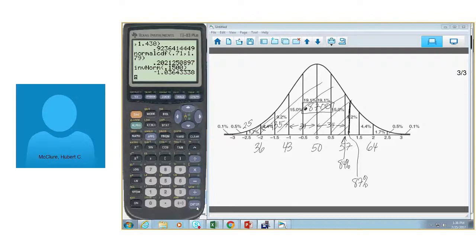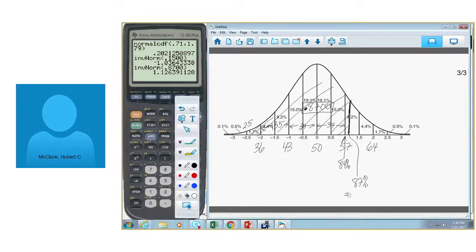Second entry, and I'm going to put 0.8700. 1.13. So 87% is equal to 1.13. Now put that in z times sigma plus mu. 7 times 1.13 plus 50. 7.91. So that'd be 57.91.